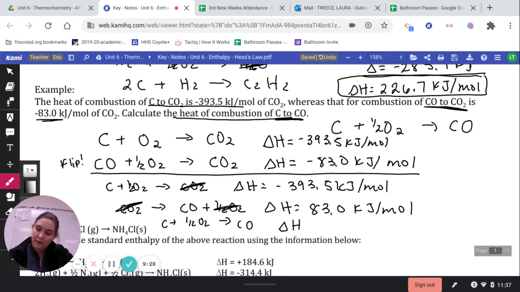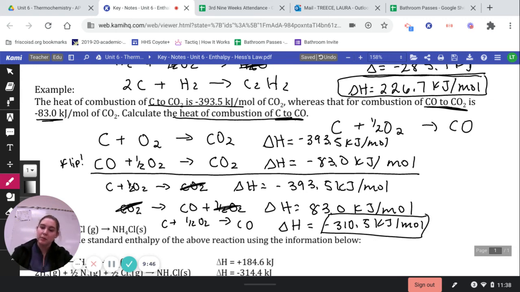We did it right. So if I add my delta H's together, I get that the combustion of carbon to carbon monoxide would release 310.5 kilojoules per mole. We're just adding our delta H's together at the end, after we've manipulated our equations.